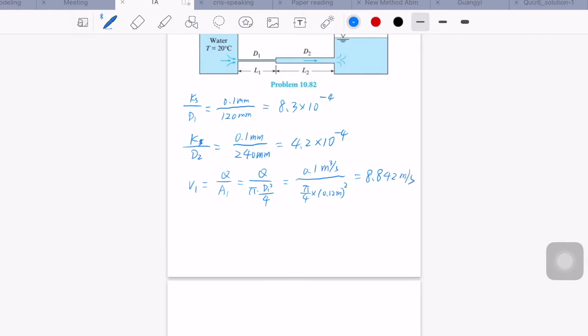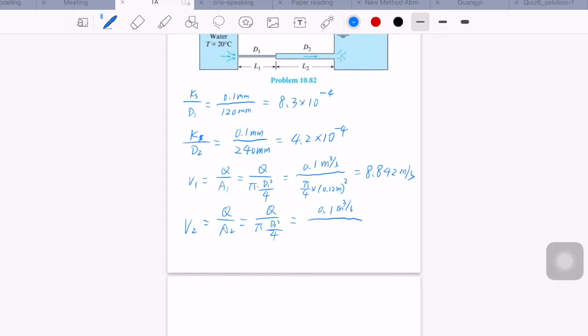So the velocity V1 is 8.842 meters per second. So the V2 equals Q divided by the A2 equals Q divided by pi times D2 square over 4 equals 0.1 cubic meters per second divided by pi over 4 times 0.24 meters square. So the velocity in the pipe 2 is 2.21 meters per second.